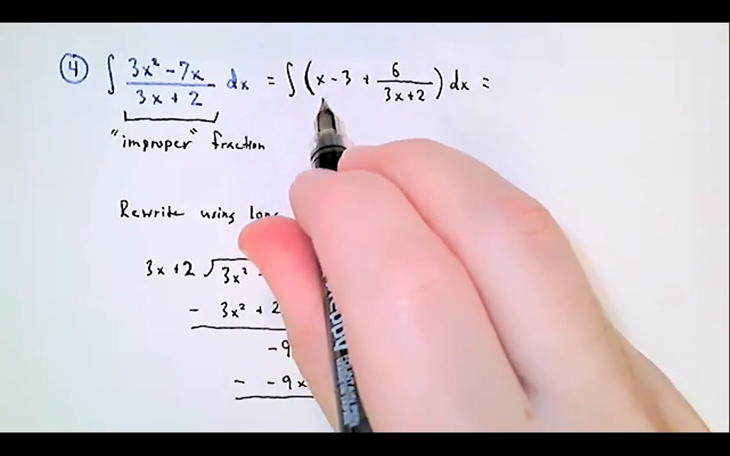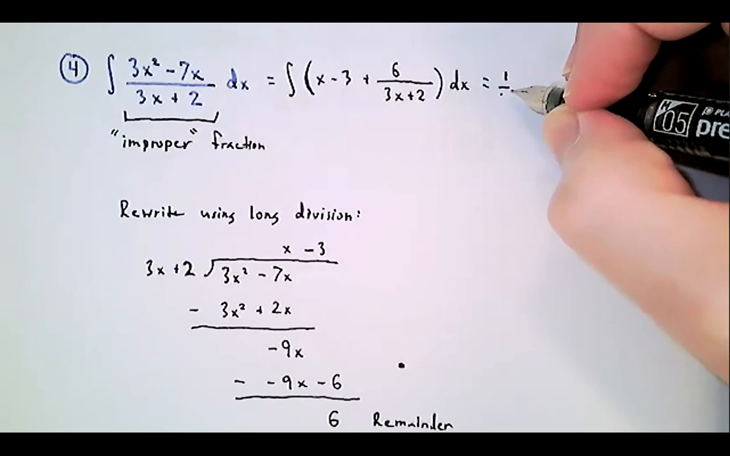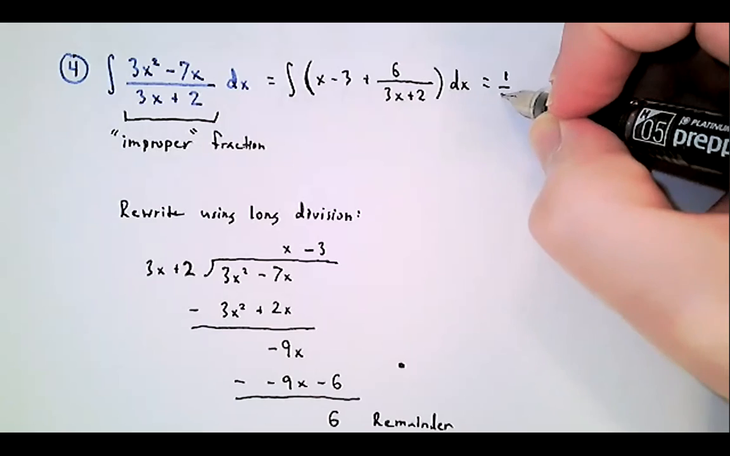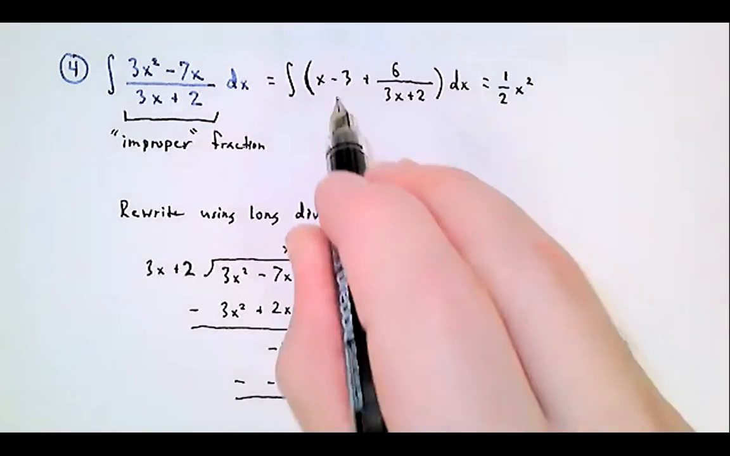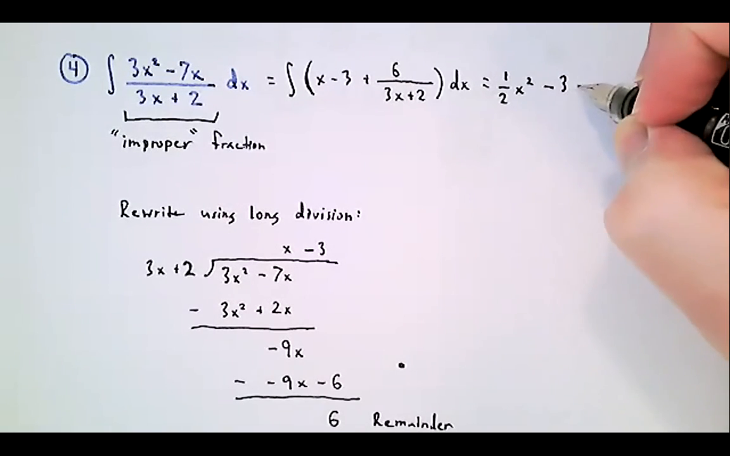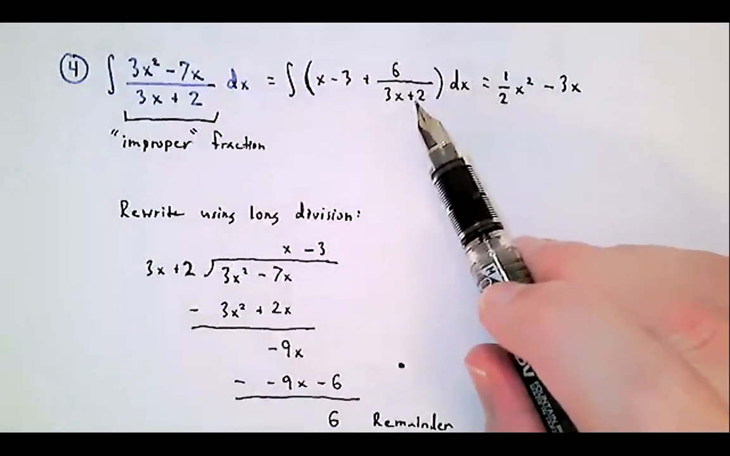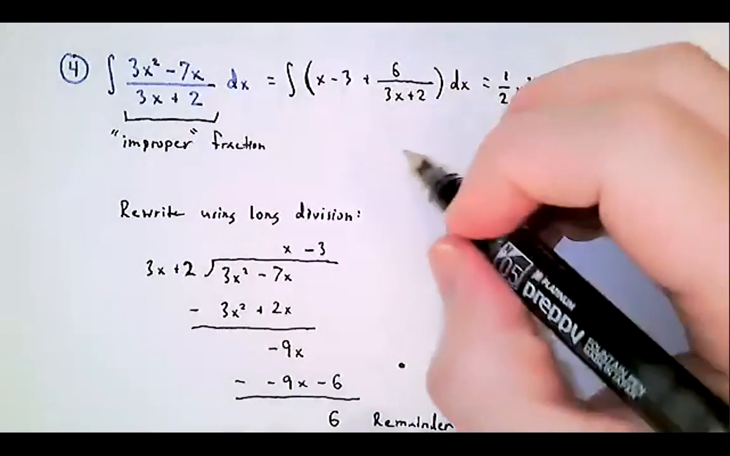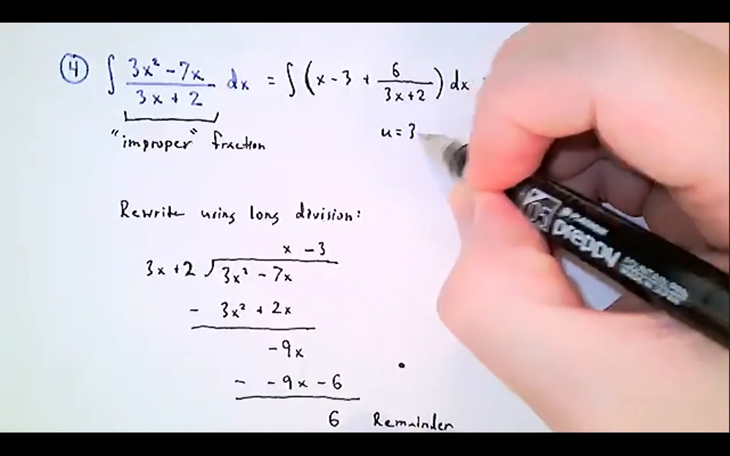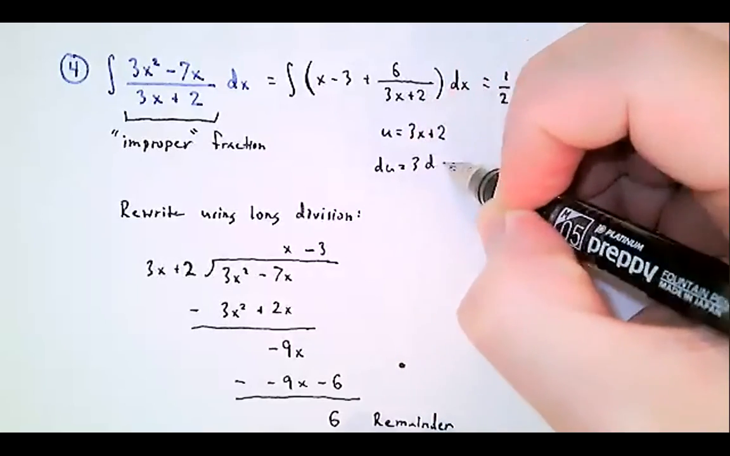Because we know how to integrate x, that'll be 1/2 x squared. You know how to integrate a constant, like minus 3. That'll give us a minus 3x. And this one, we'll have to do a minor little u substitution for. So u is equal to the denominator, 3x plus 2. du is equal to 3 dx.